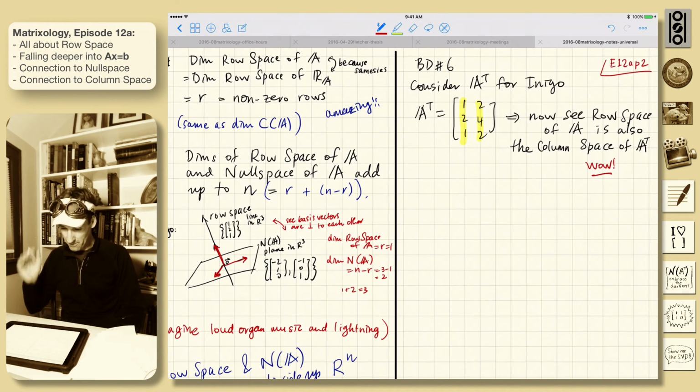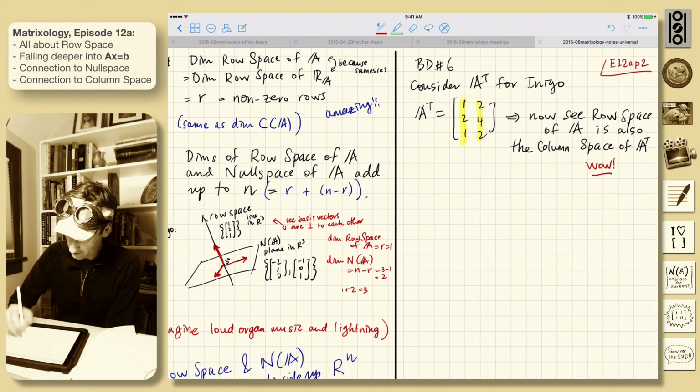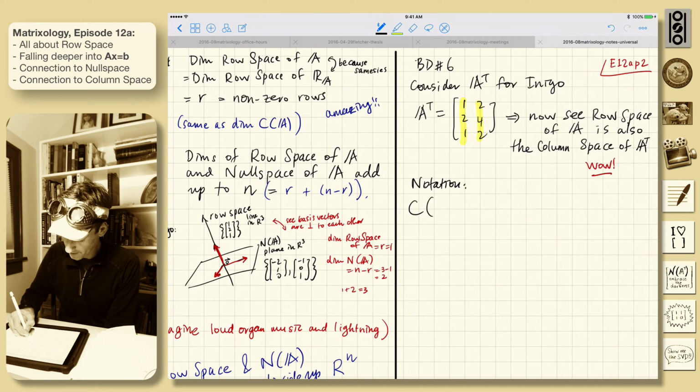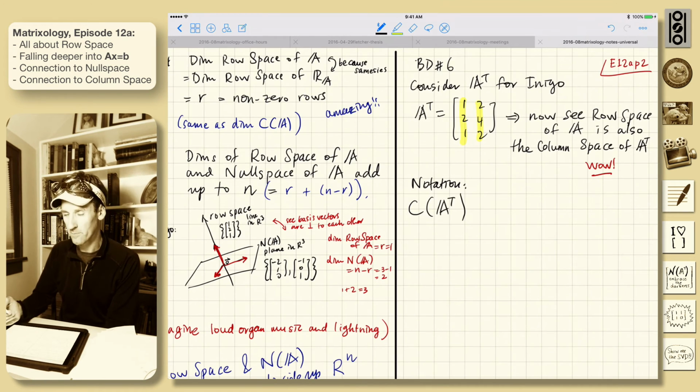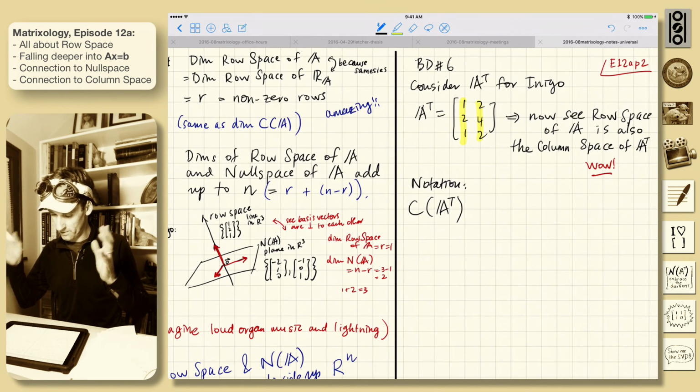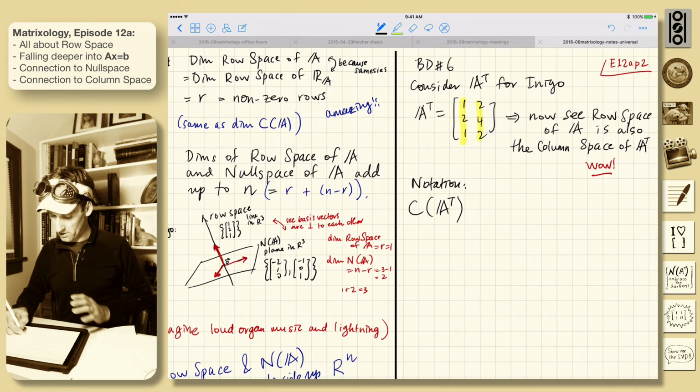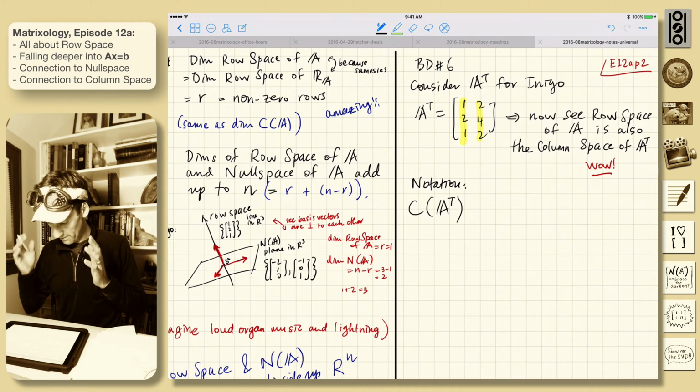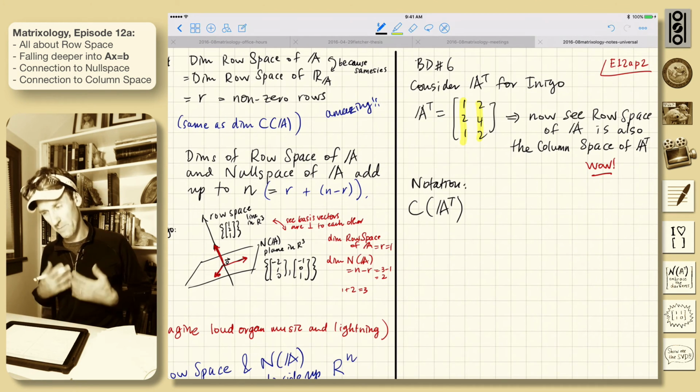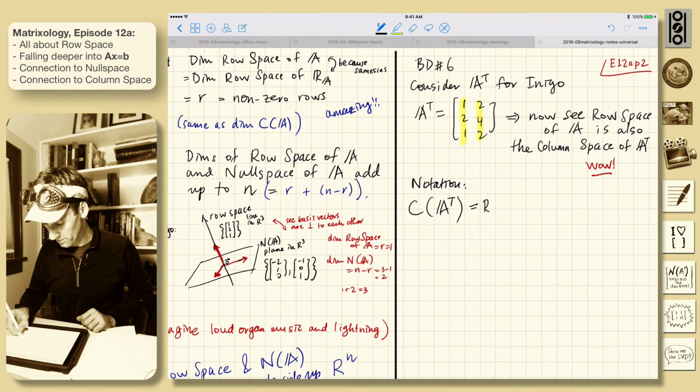It's the column space of A transpose. Wow, okay, fantastic, right? So there's another piece. The notation will be the column space of A transpose. It will feel a little odd, I suppose, but it connects things properly, so we don't end up with some other extra notation. It helps us tie things together. If we understand this, then we really understand things. So it equals the row space of A.